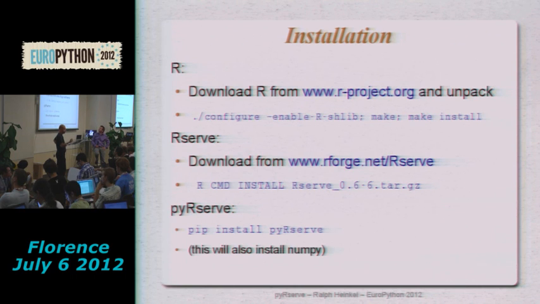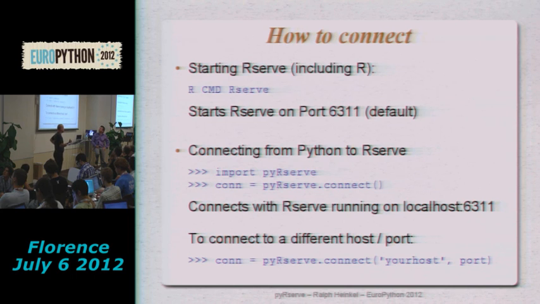How to use it? You need to install R if it's not available on your machine. Just download, make configure, make and install, and it's there. The next package you need is Rserve, the TCP/IP adapter on the R side. If you download the package from the Rserve server and you just say R CMD INSTALL, then it's installed system-wide for your R configuration. And installing pyRserve is really easy. Just pip install pyRserve. It installs NumPy, by the way, if it's not available.